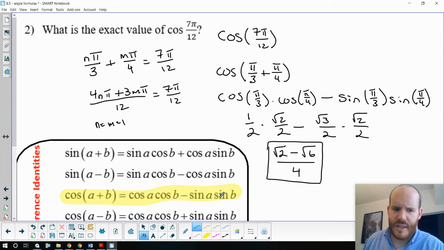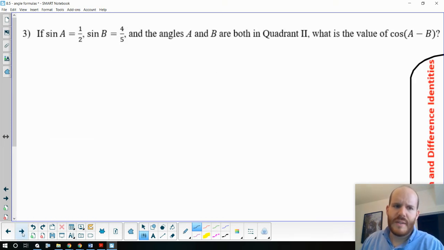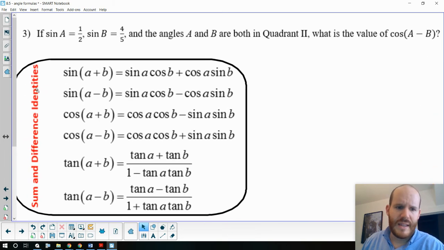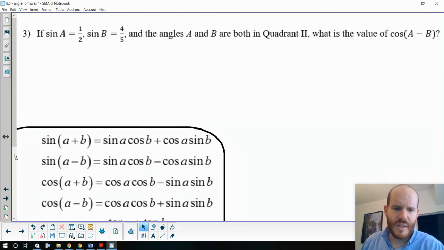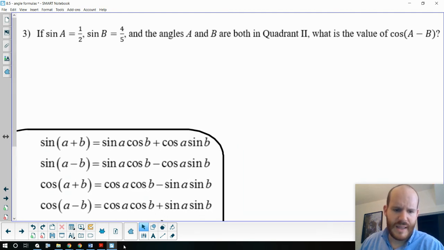Another way that we could apply these angle formulas is in some problem solving. So here I have a problem where I know kind of like unit circle trig applications. I know the value for sine of the two angles, and I want to know what is cosine of their difference. Okay, so since I have the values individually, I see that I'm taking a difference, I'm probably going to want to apply the difference identity for cosine. So I'm just going to drag this down here. I'm going to highlight that particular identity.